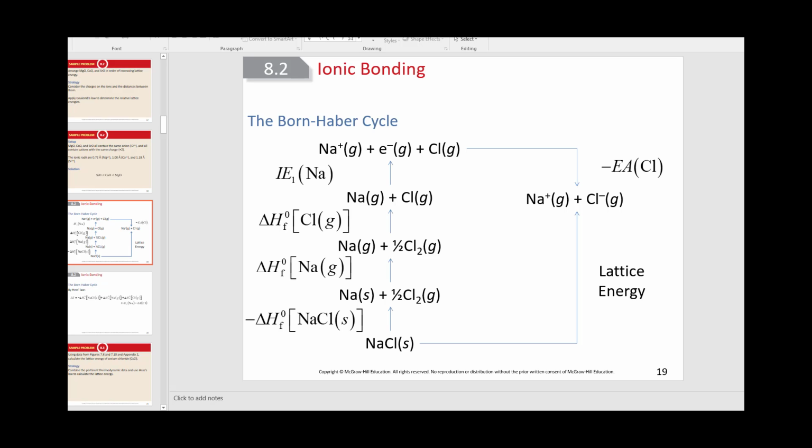The last two steps are making the two ions. We just said the energy associated with making our positive ion is going to be our ionization energy, so that's IE1 right there for sodium. And then the energy associated with making the negative ion is your electron affinity. We made that negative because electron affinity is the amount of energy that is being what? Consumed or released.